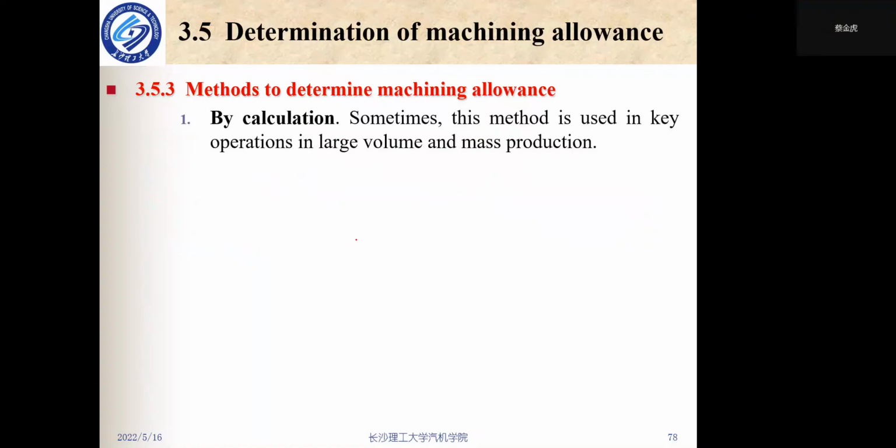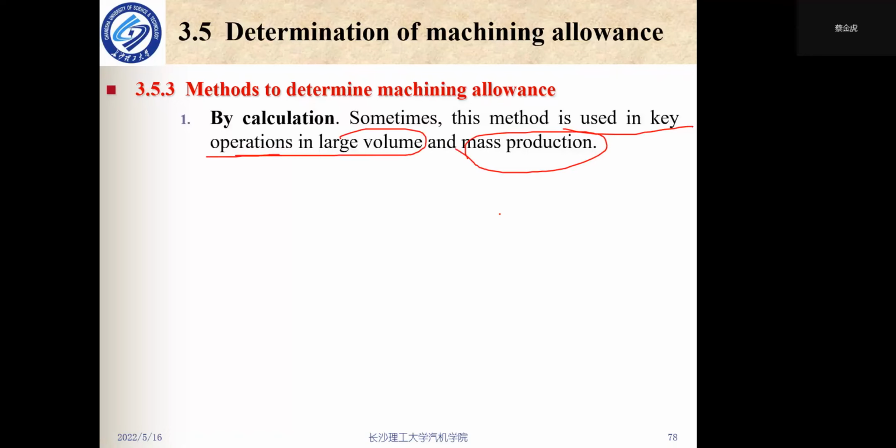Theoretically, scientific and rational machining allowance can be determined by means of this method. But there must be reliable experimental data. It is not widely used at present. Sometimes this method is used in the key operation, in large volume and mass production.